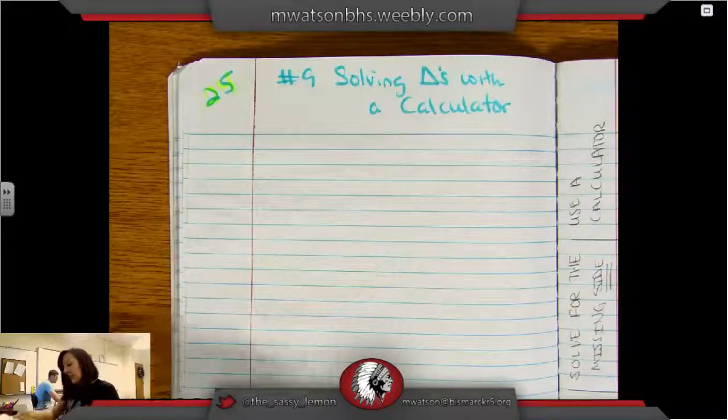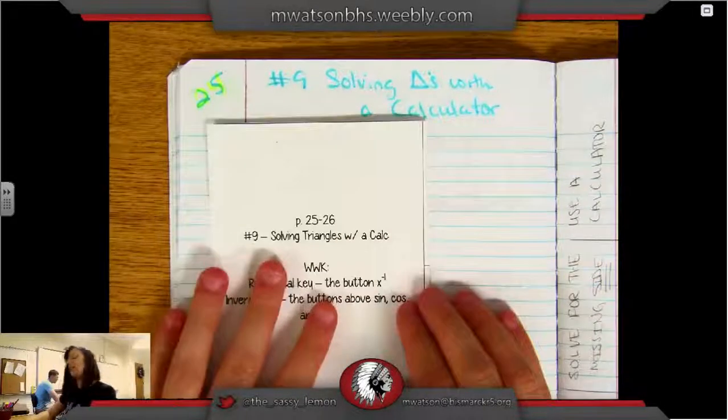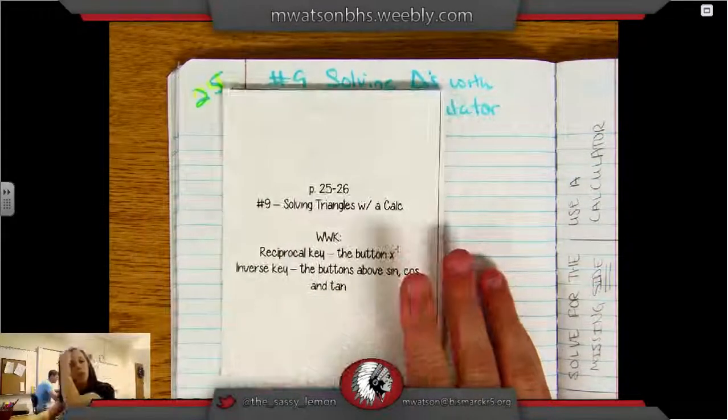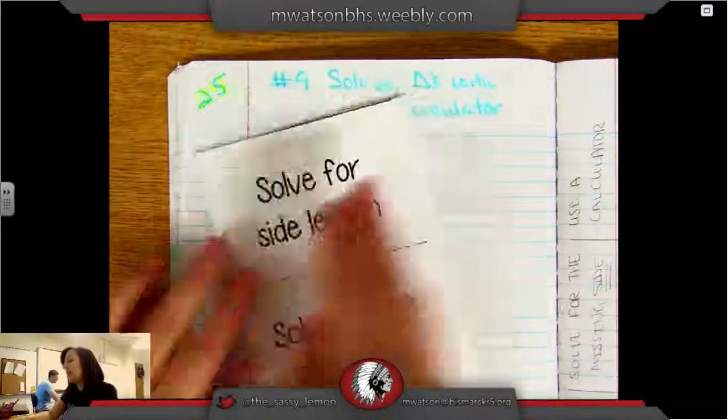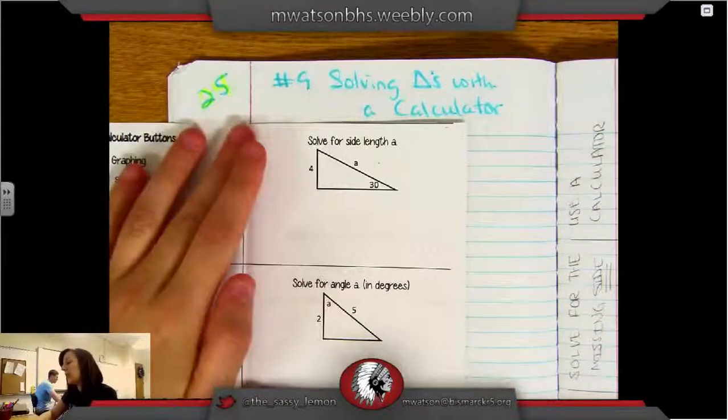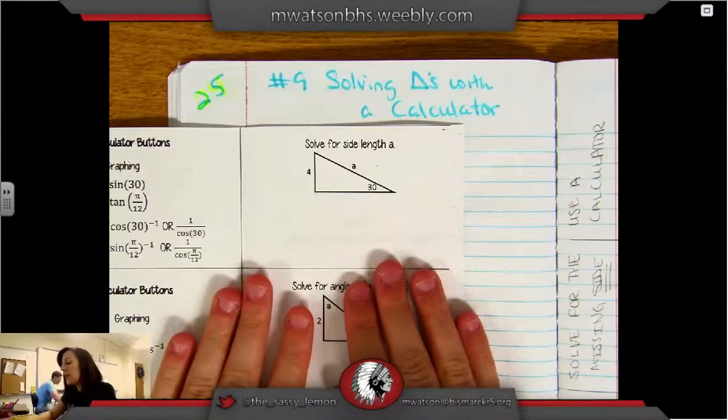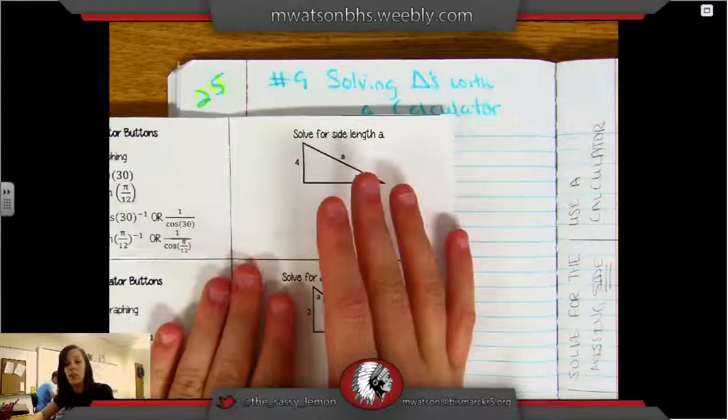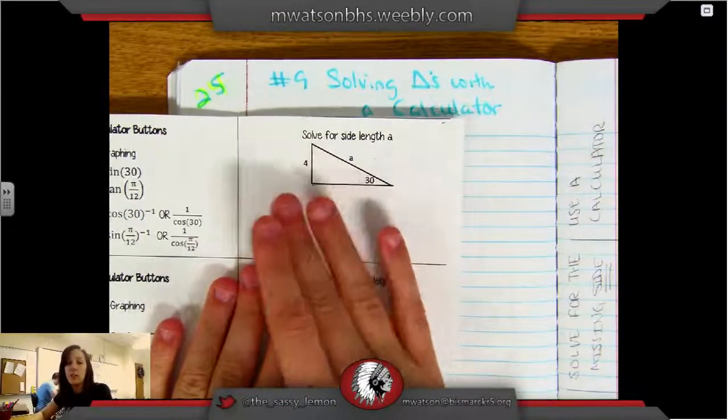Alright class, so today we're going to be learning about solving triangles with the calculator. All solving means is that you're going to find an unknown in a triangle. So you know how to find a missing side length using Pythagorean theorem and two other side lengths.